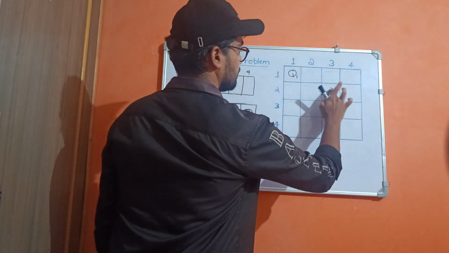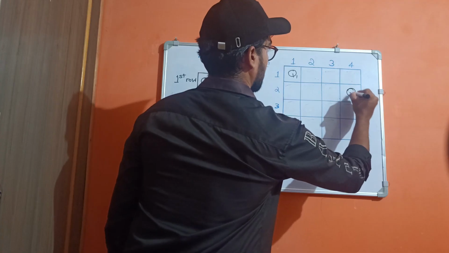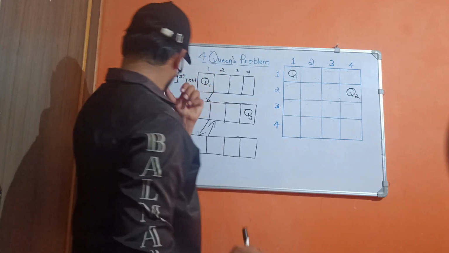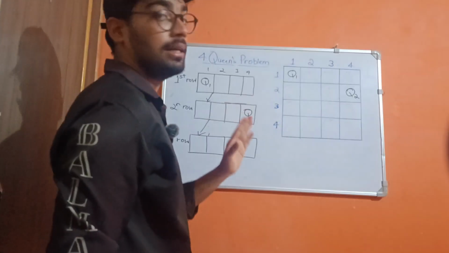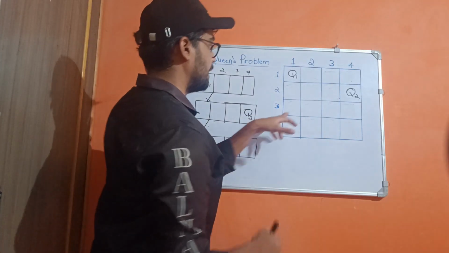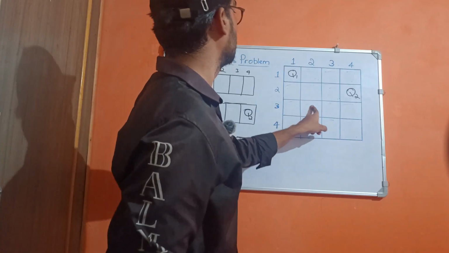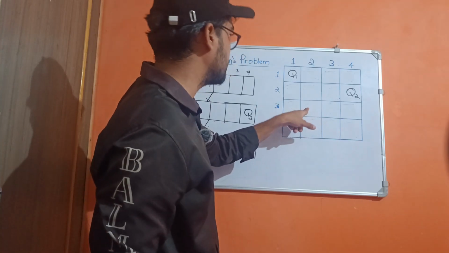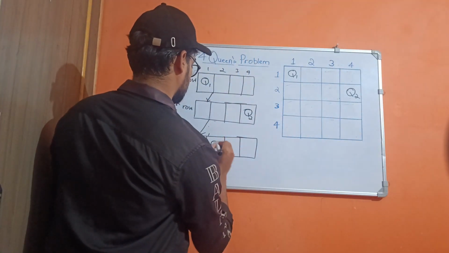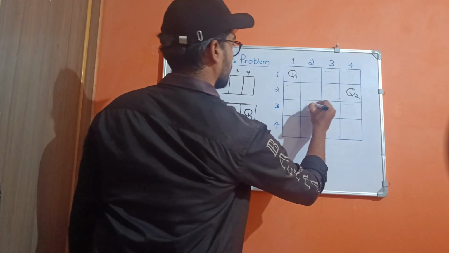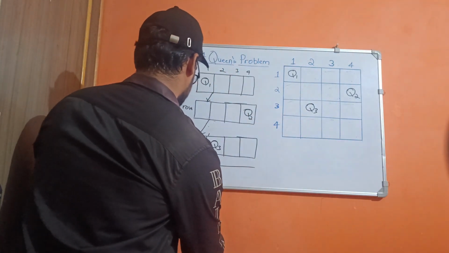Here also I will change. And now it's time for the third queen. Can I place here? I cannot place here, but I can place here, because no queen is attacking another. Now it's time for the fourth row.